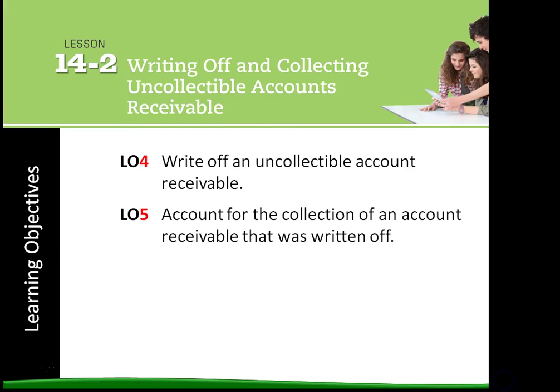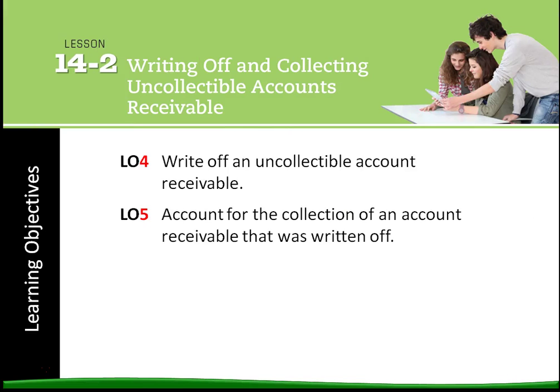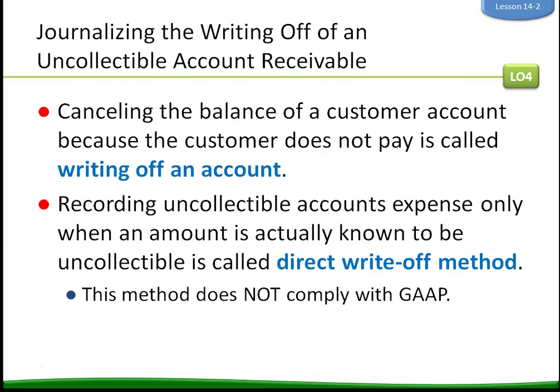Very annoying. Lots of paperwork that needs to be done when a company refuses to pay and then realizes they should pay. All right, when a customer account's determined to be uncollectible, a journal entry is made to cancel the uncollectible account. This entry cancels the uncollectible account from accounts receivable in the general ledger, as well as the customer account in the accounts receivable ledger. Canceling the balance of a customer account because the customer does not pay is called writing off an account.